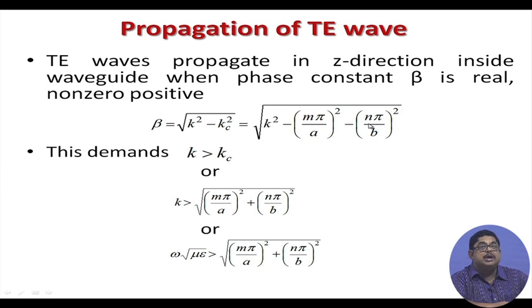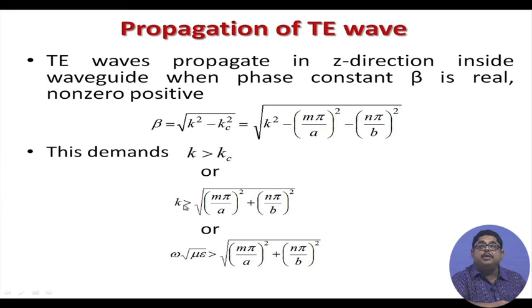So, these numbers m and n are the mode numbers. So, TE mn mode. Now you see that if we want the wave to propagate, then beta should be a real quantity, as I was saying, otherwise it will become an evanescent mode. We want a propagating mode. So, beta should be real. Beta should be real means this under the square root thing should be positive, that means k should be greater than kc, or k should be greater than this value.